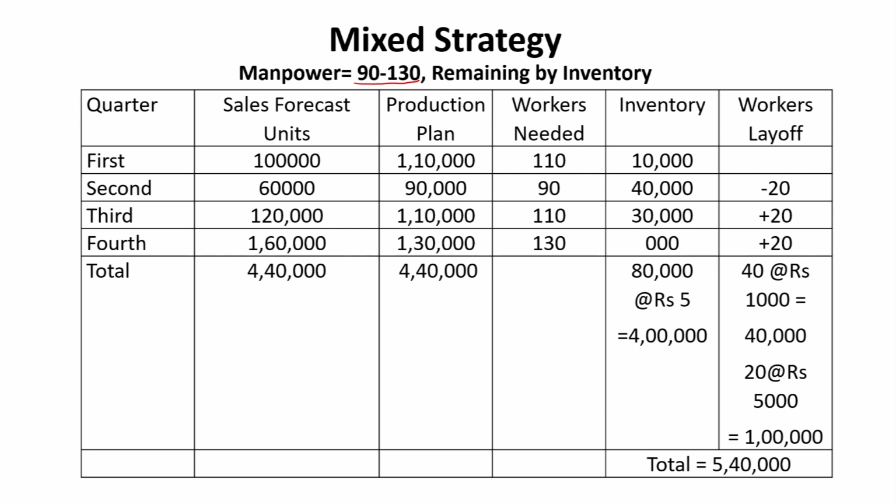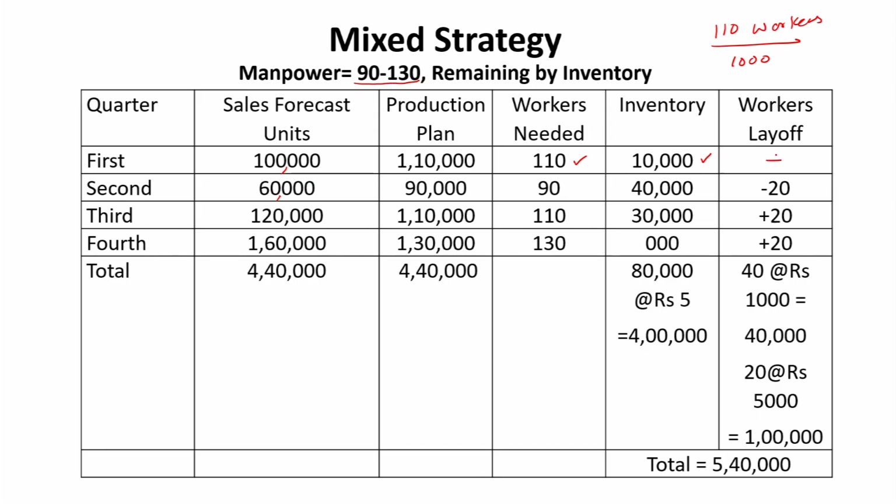So, again coming back, our first quarter demand is 100,000, second quarter is 60,000, third quarter is 120,000, and fourth quarter is 160,000. And production plan, if you recollect, we are having 110 workers to begin with. I am not laying off, I have to keep the workers between 90 and 130. So, I am producing with the 110 workers, each worker is producing 1000 units. So, my production is 110,000, and workers needed are 110, which I am having, and I will build an inventory of 10,000 and there is no layoff.